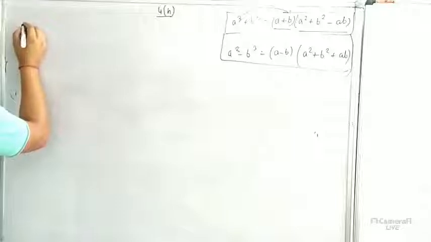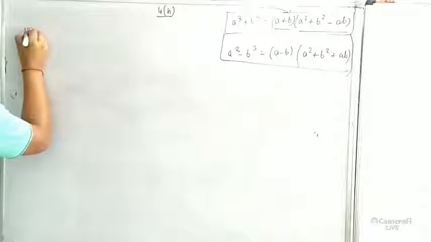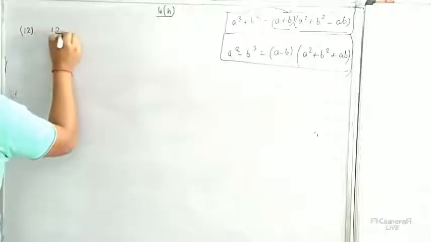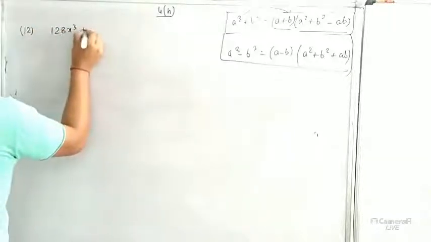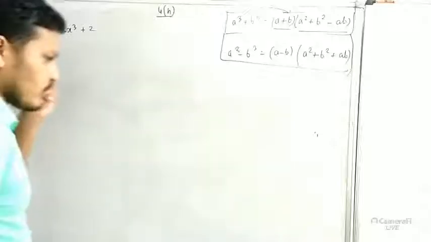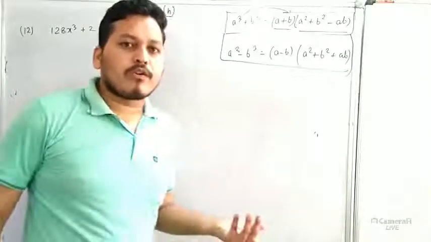question number 12. This is also very simple: 128 x cube plus 2. We cannot write 2 in the form of a cube root.